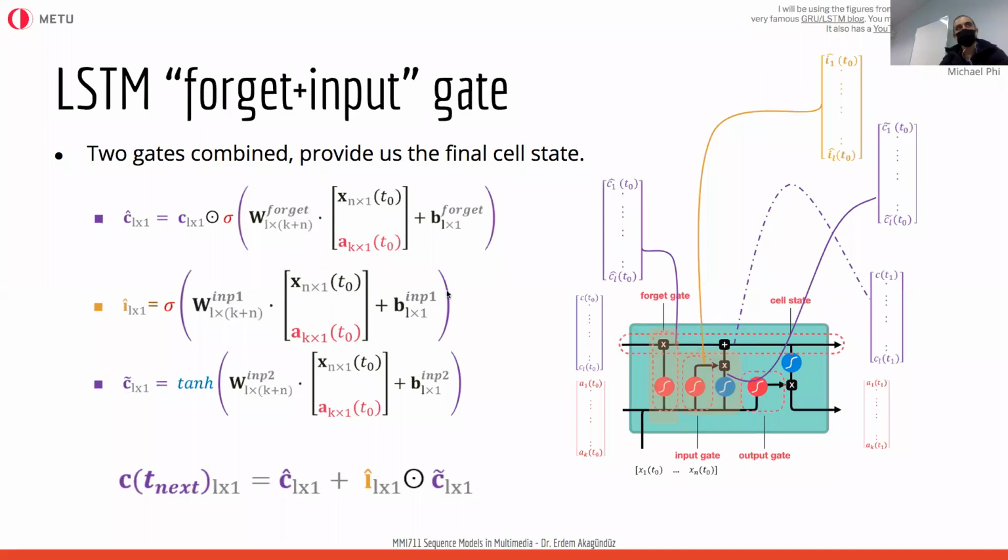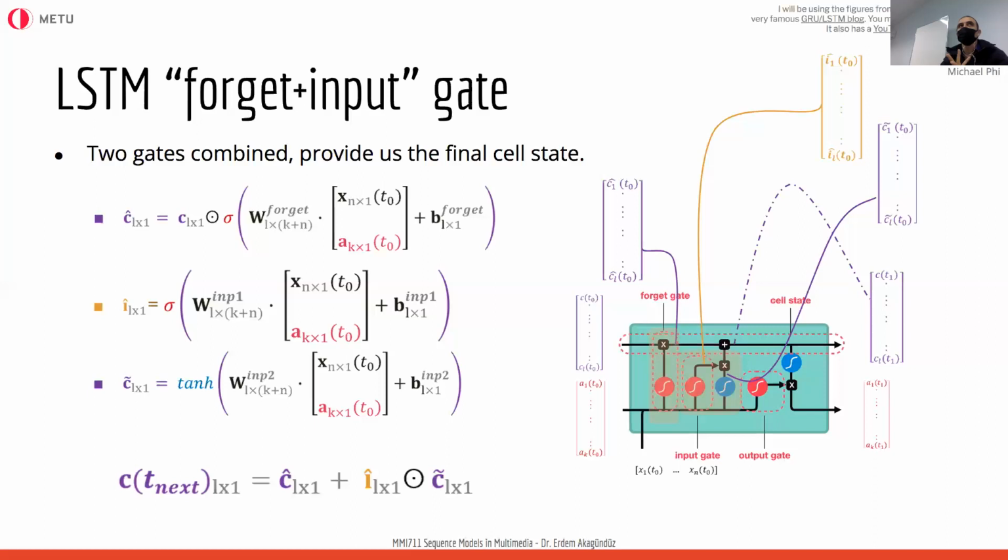We were talking about LSTM, the forget plus input gate. The reason that I mentioned these two gates together is the fact that these two gates create the new cell state. As you can see, the intermediate cell state here, and with the update mechanism of the input gate, the actual new cell state is created as a result of these two gates.